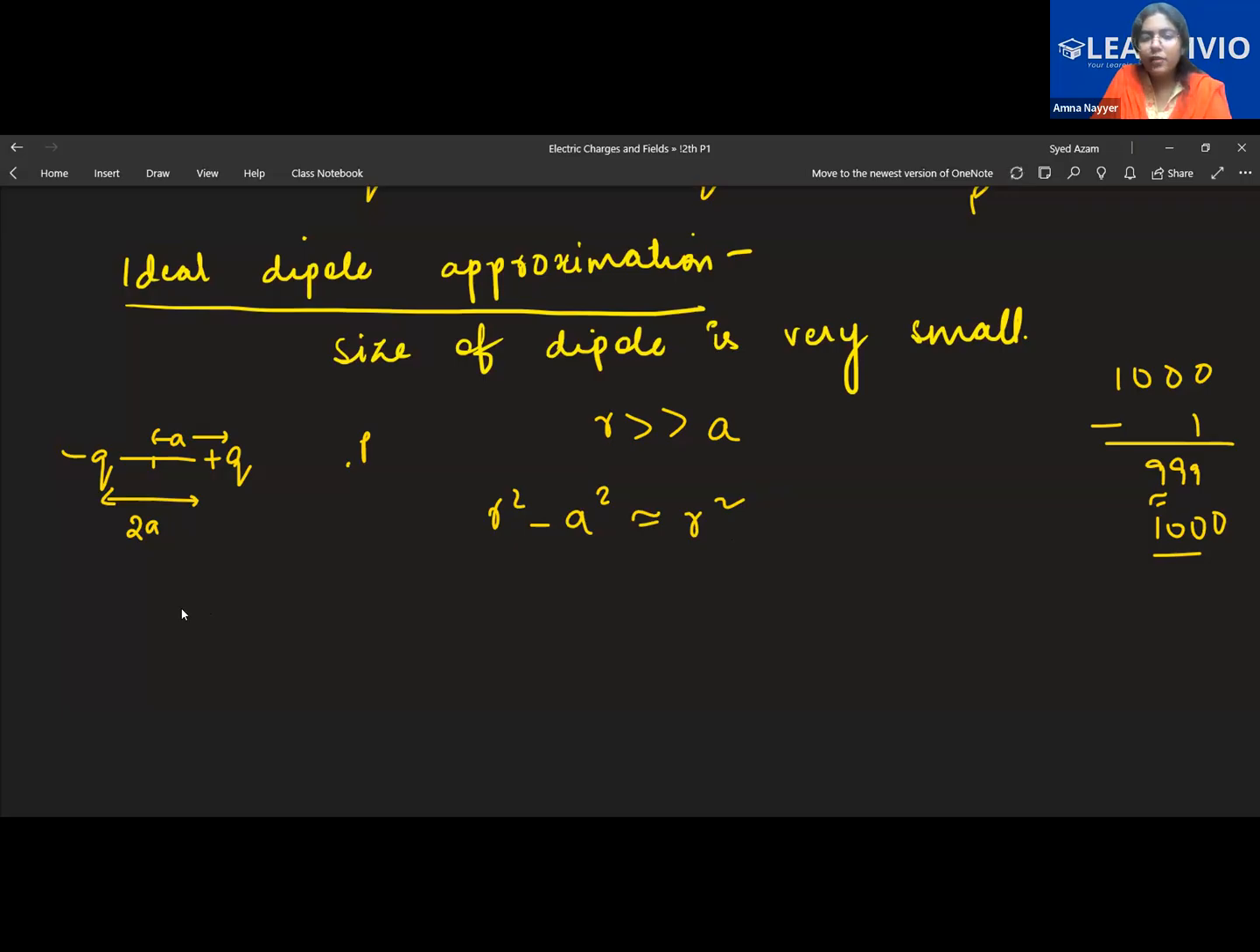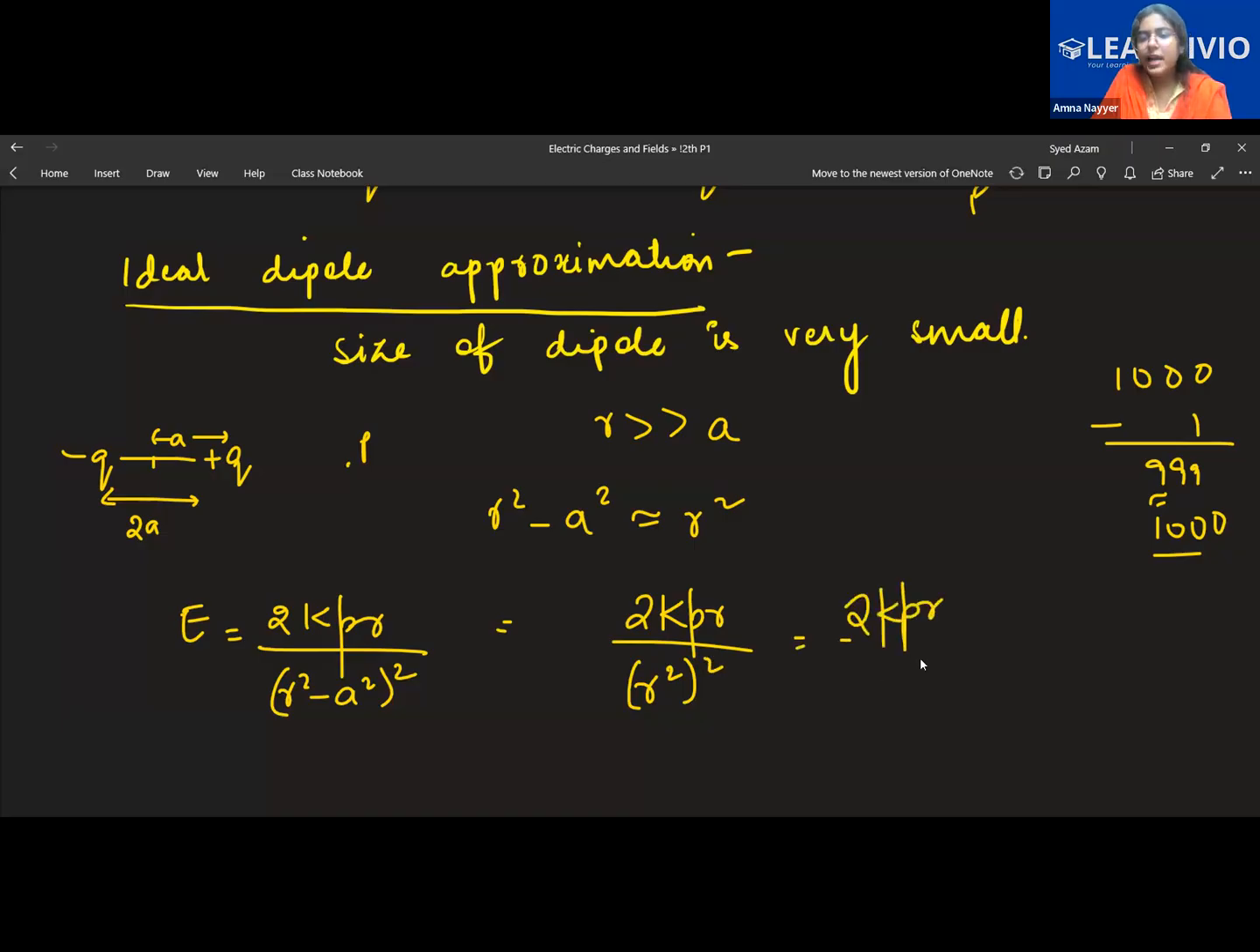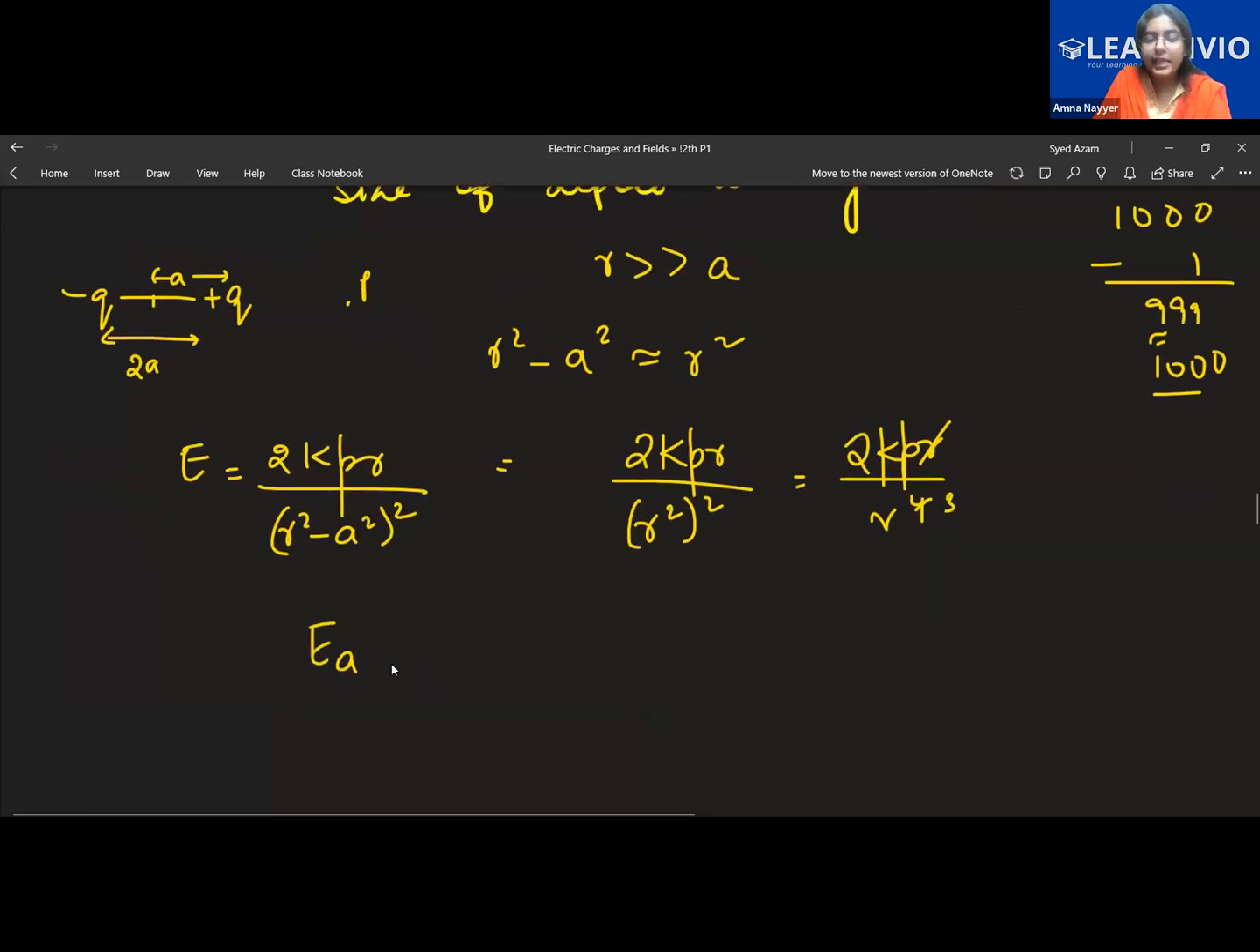What was the formula that we obtained for the electric field? We obtained 2kpr by r square minus a square, whole square. Now instead of this, I am going to write just r square. So 2kpr by r square, whole square, which makes it 2kpr by r to the power 4. This r will cancel with the power and make it cube. So what is our final electric field? The electric field due to the axial line will be equal to 2kp by r cube. This is the formula.